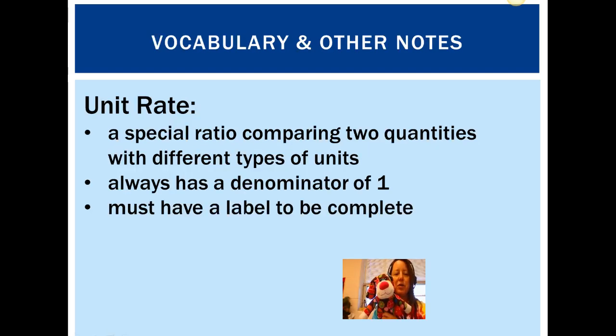Today's vocabulary word is unit rate. A unit rate is a special ratio comparing two quantities with different types of units. A unit rate always has a denominator of 1, and a unit rate must have a label to be complete.